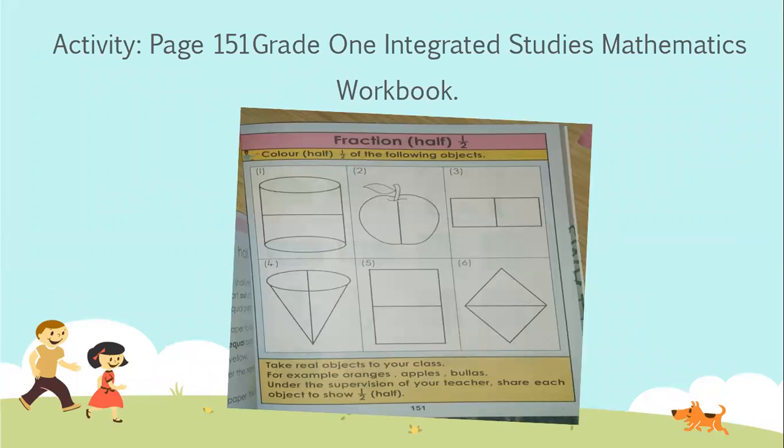All right. So in your integrated mathematics workbook, you are going to turn to page 151. You are going to color half of the following objects.